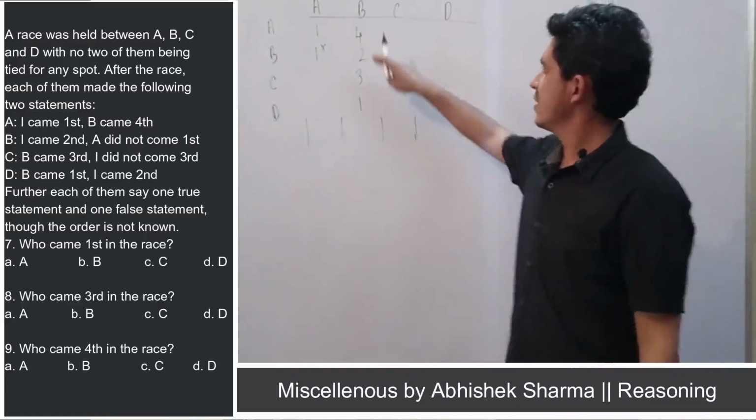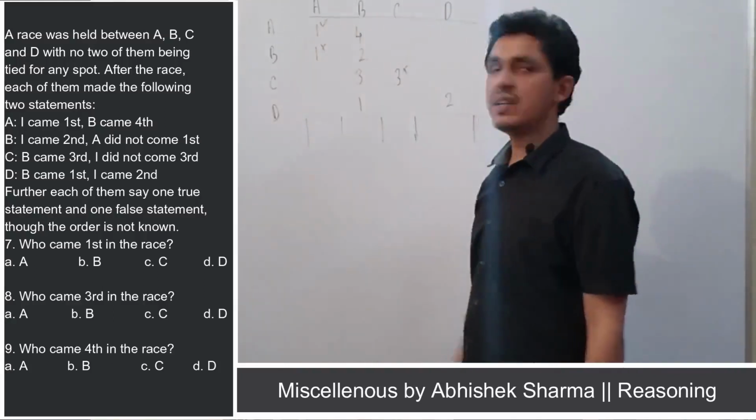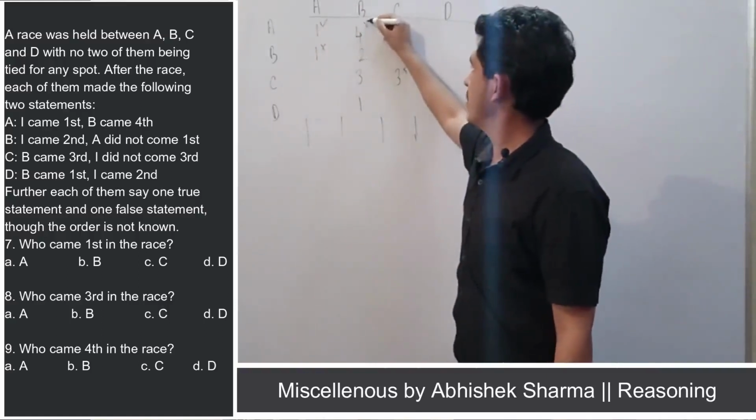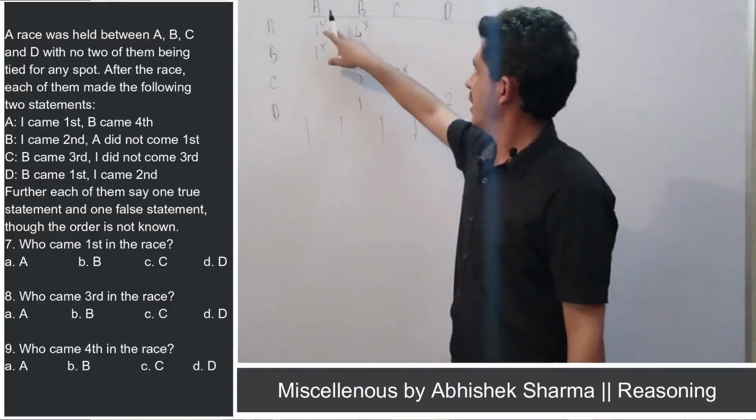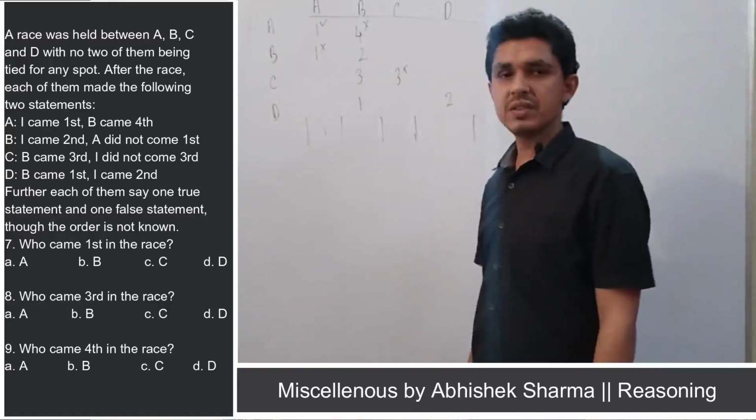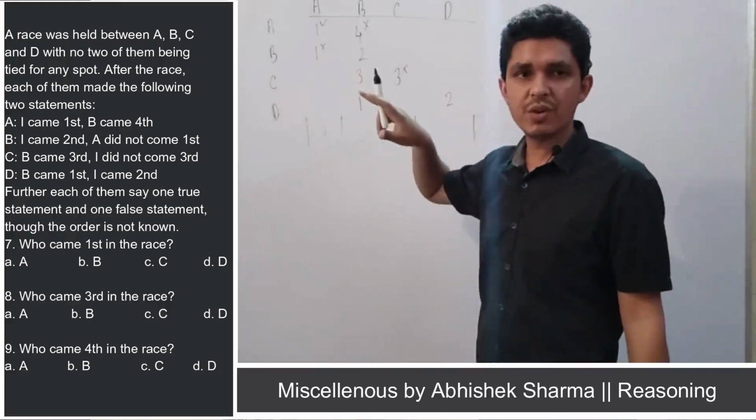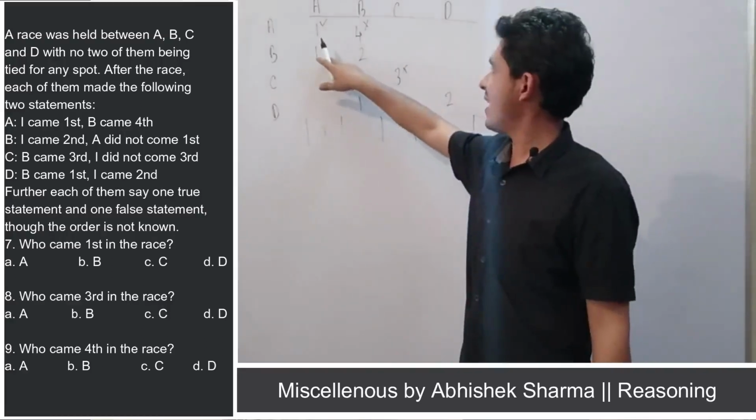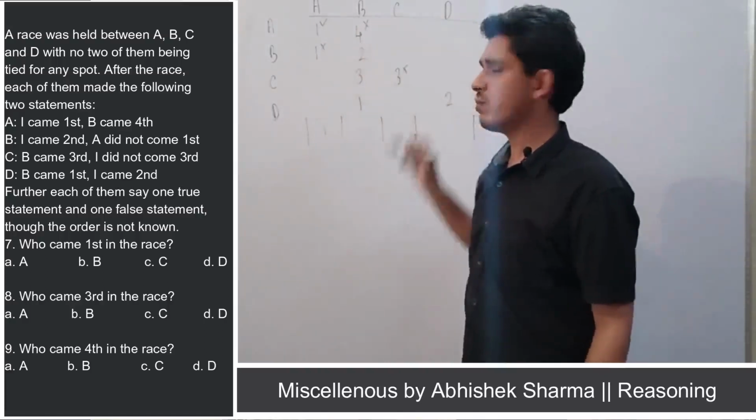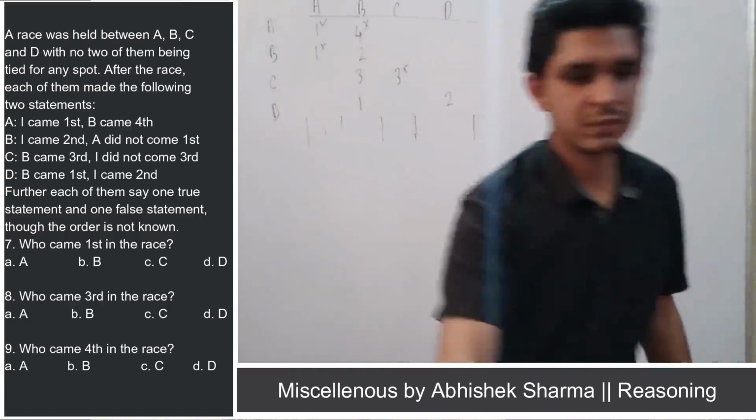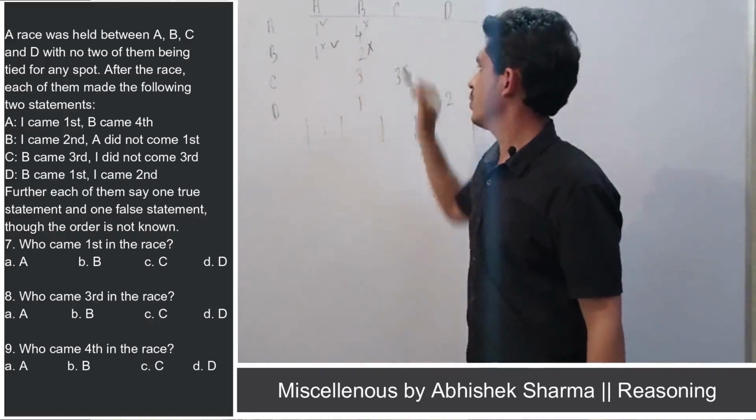If we say that this statement spoken by A is correct, then the statement spoken by B should be false, right? Okay, if A is coming first, so we can write first here. Now if we check the statement spoken by B, B is saying that I came second, so this statement should be false. This statement should be true and this statement should be false.